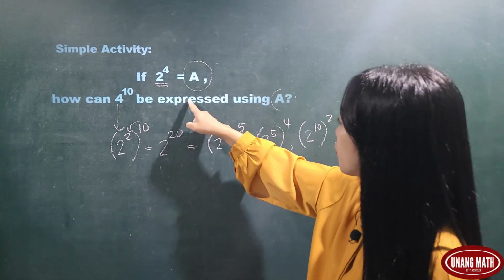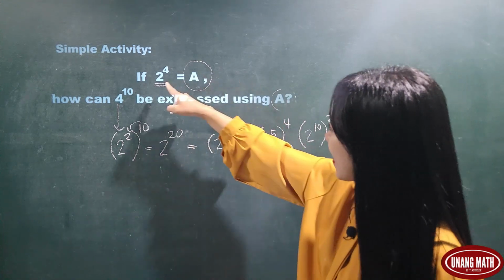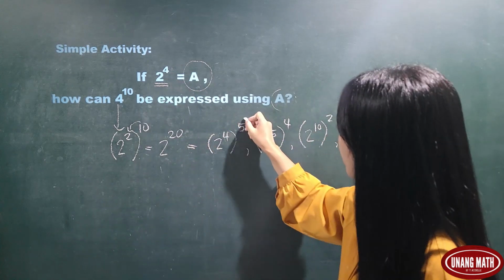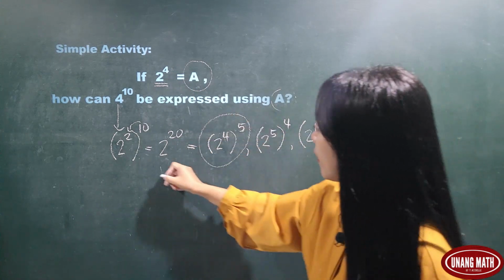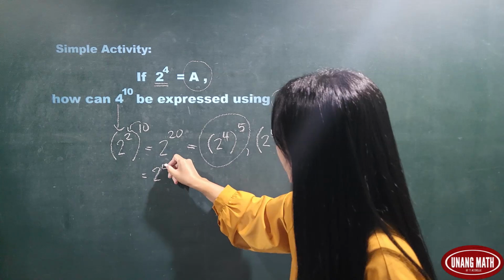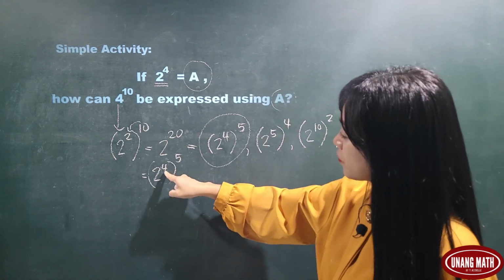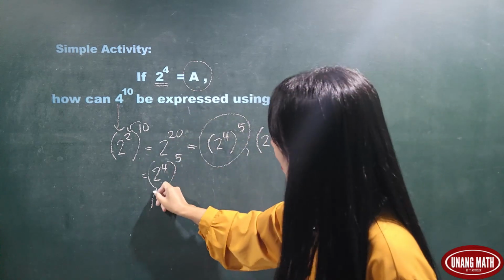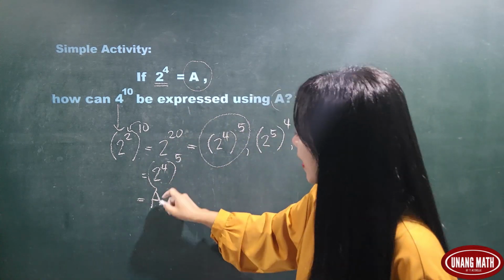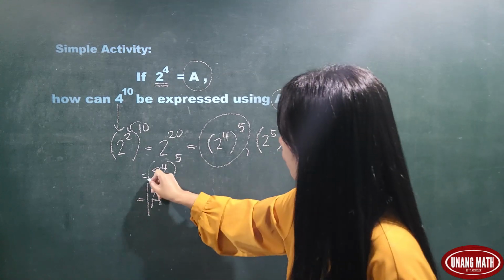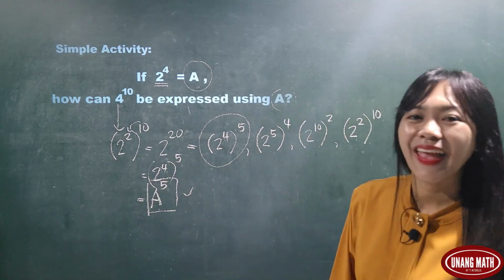But since we need to express this using a, and a is 2 raised to the power of 4, okay, we have to get this one. So this is 2 raised to the power of 4 raised to the power of 5. 2 raised to the power of 4 is a. So that means a raised to the power of 5. So this is our answer.